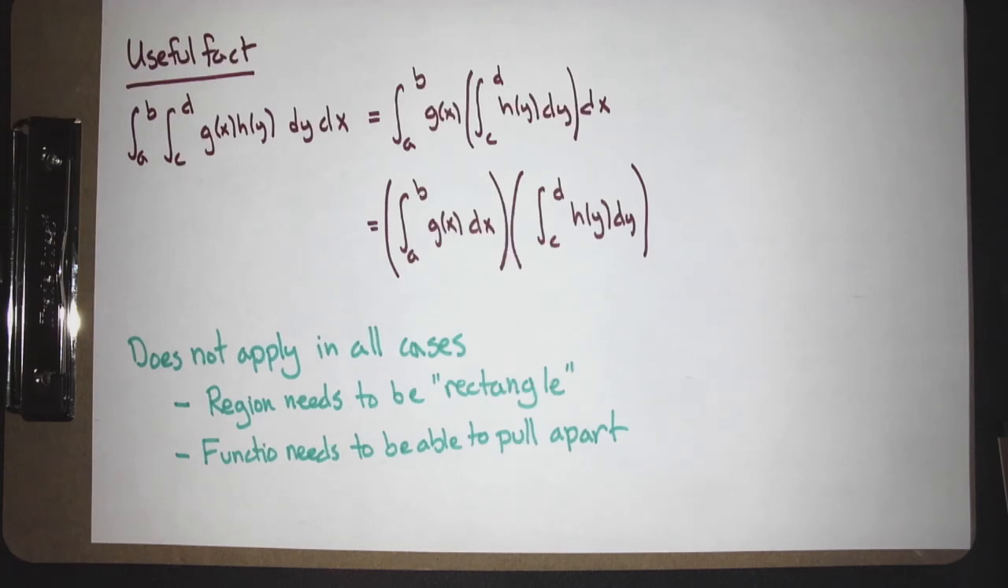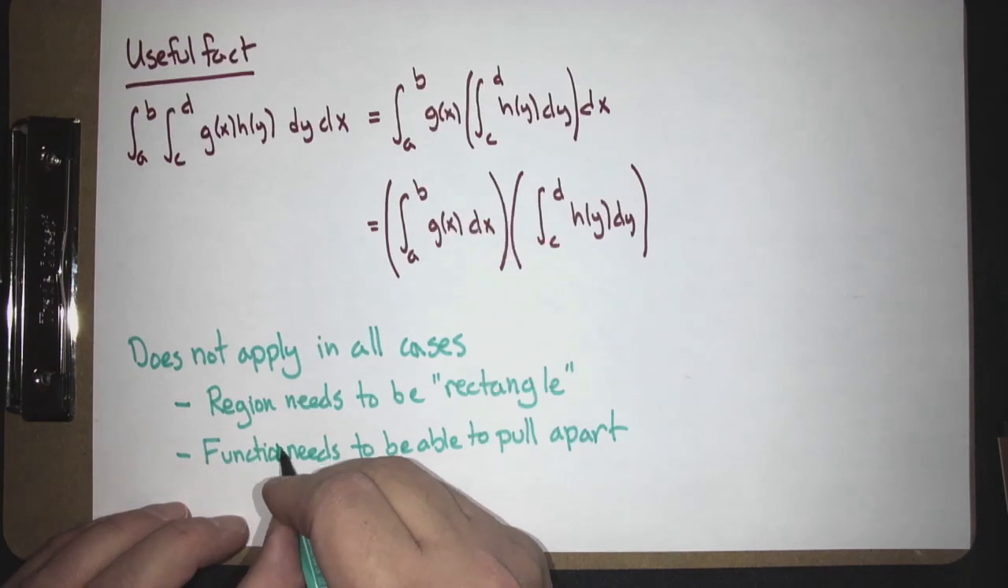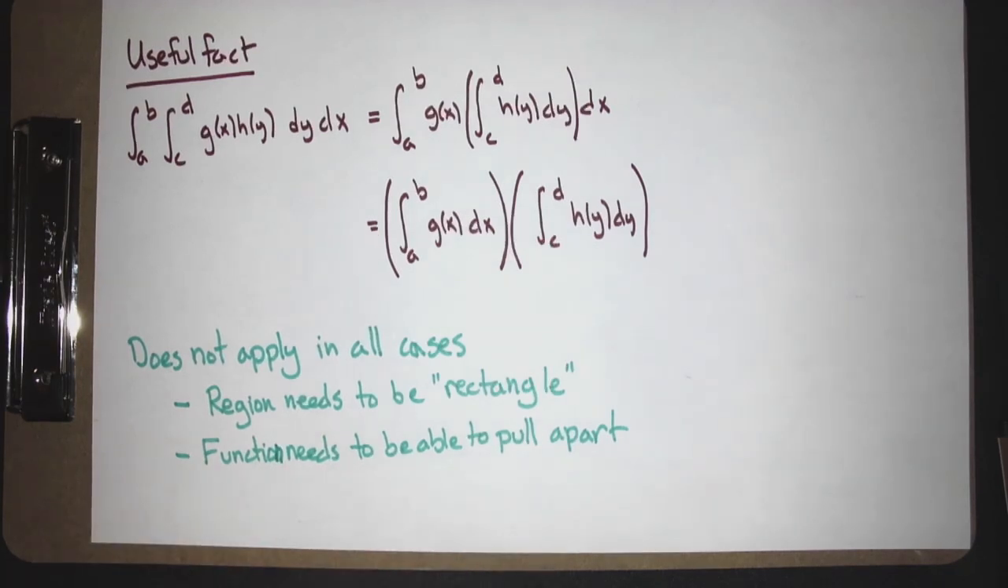So that's a rectangle. And it says functio. It probably should have said function. I should fix that. Nobody noticed that. Function, you need to be able to write as function of x times function of y. So you can't have them mixed together.